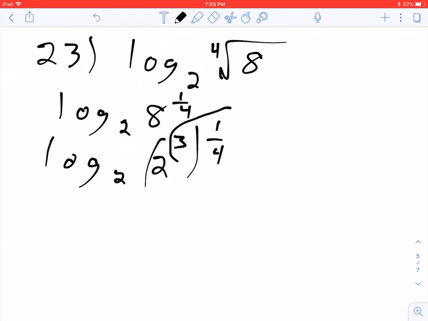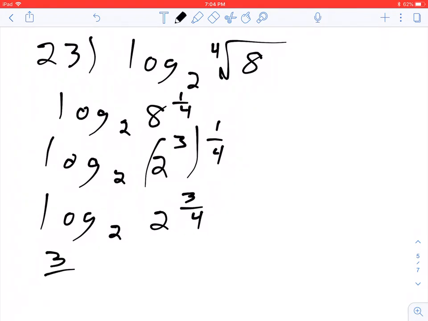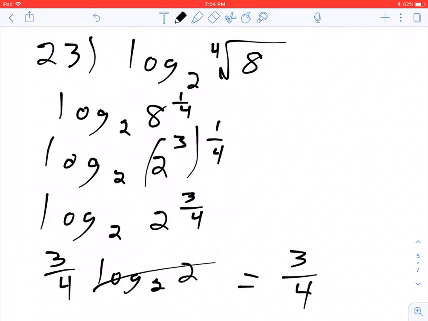First thing to look at, though, is we have this 3 and this 1/4. These are both powers. When you have a power to a power, they multiply. So it becomes log base 2 of 2 to the 3/4. Now the power property allows us to bring that 3/4 down, and it becomes 3/4 log base 2 of 2. The log base 2 of 2 cancels, and we are just left with 3/4.